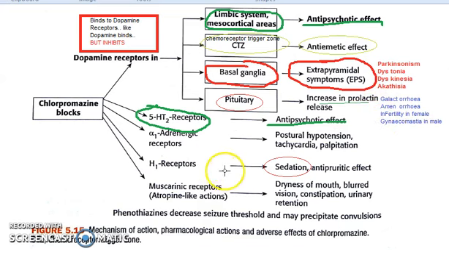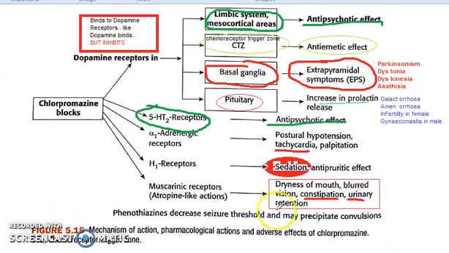Fine. So now let us move on to the other side effects. The major side effect that you have to write is sedation. Sedation is going to be a major side effect for all antipsychotics. Please remember that. Then it acts on the alpha-1 adrenergic receptors and causes postural hypotension, tachycardia and palpitation. Then it acts on the muscarinic receptors and gives an atropine-like action like dryness of mouth, blurred vision, constipation, urinary retention, just like the parasympatholytic drugs, anticholinergic drugs, okay?